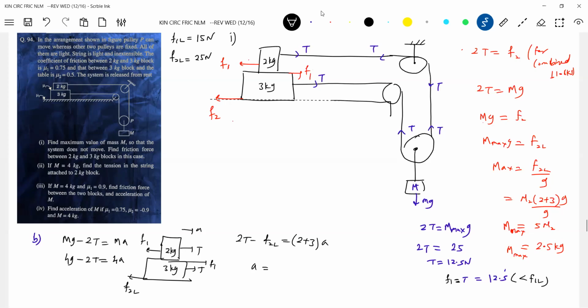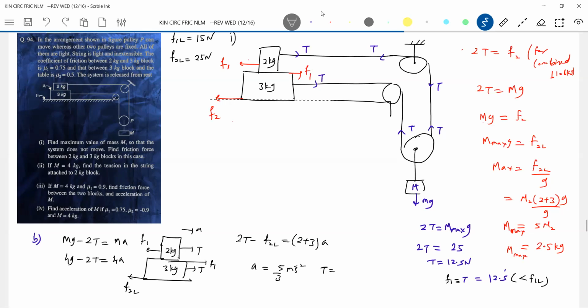So this will be 40 minus 25, that is 15. Then 4a plus 5a is 9a, so 9a equals 15, and a is 15 by 9, which is 5 by 3. Now the value of T: how much tension? From 40 minus 2T equals 4a, 2T is 40 minus 20 by 3, which is 100 by 3, so T is 50 by 3.